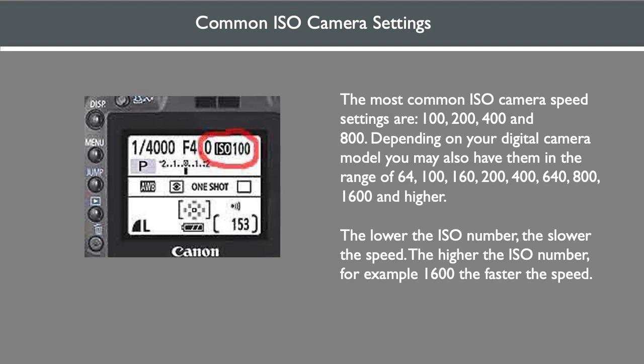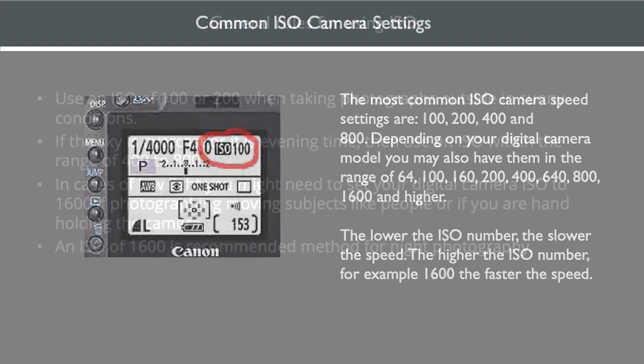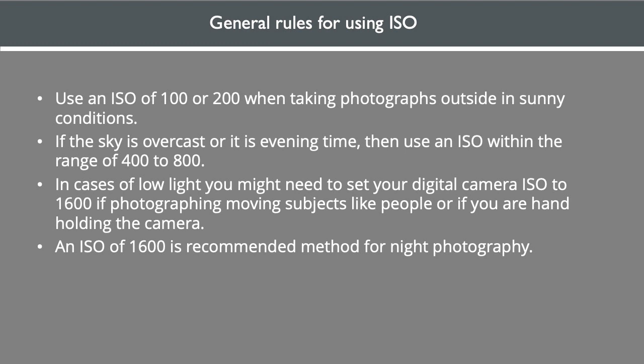Remember, the lower the ISO number, the slower the speed. The higher the ISO number, for example 1600, the faster the speed. Some general rules for using ISO include using 100 or 200 when taking photographs outside in sunny conditions. If the sky's overcast or it's evening, then use an ISO within the range of 400 to 800.